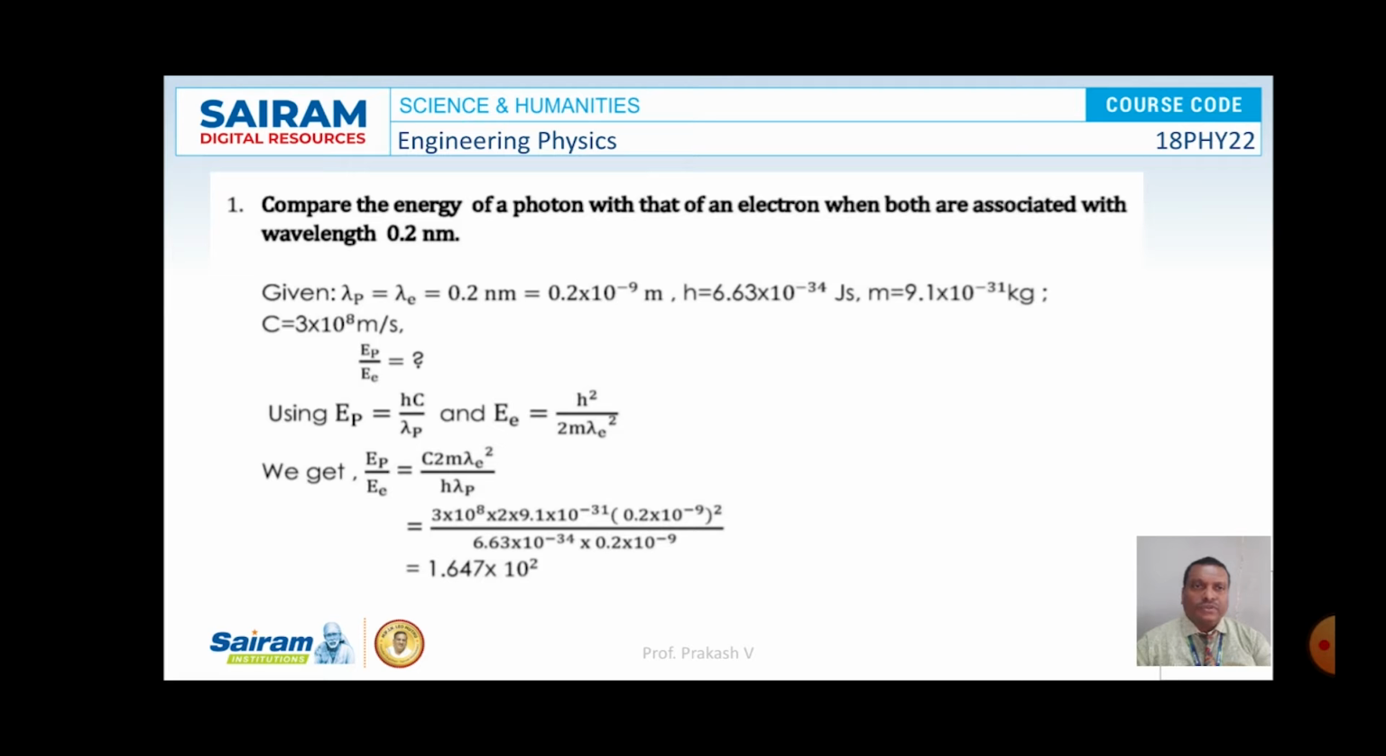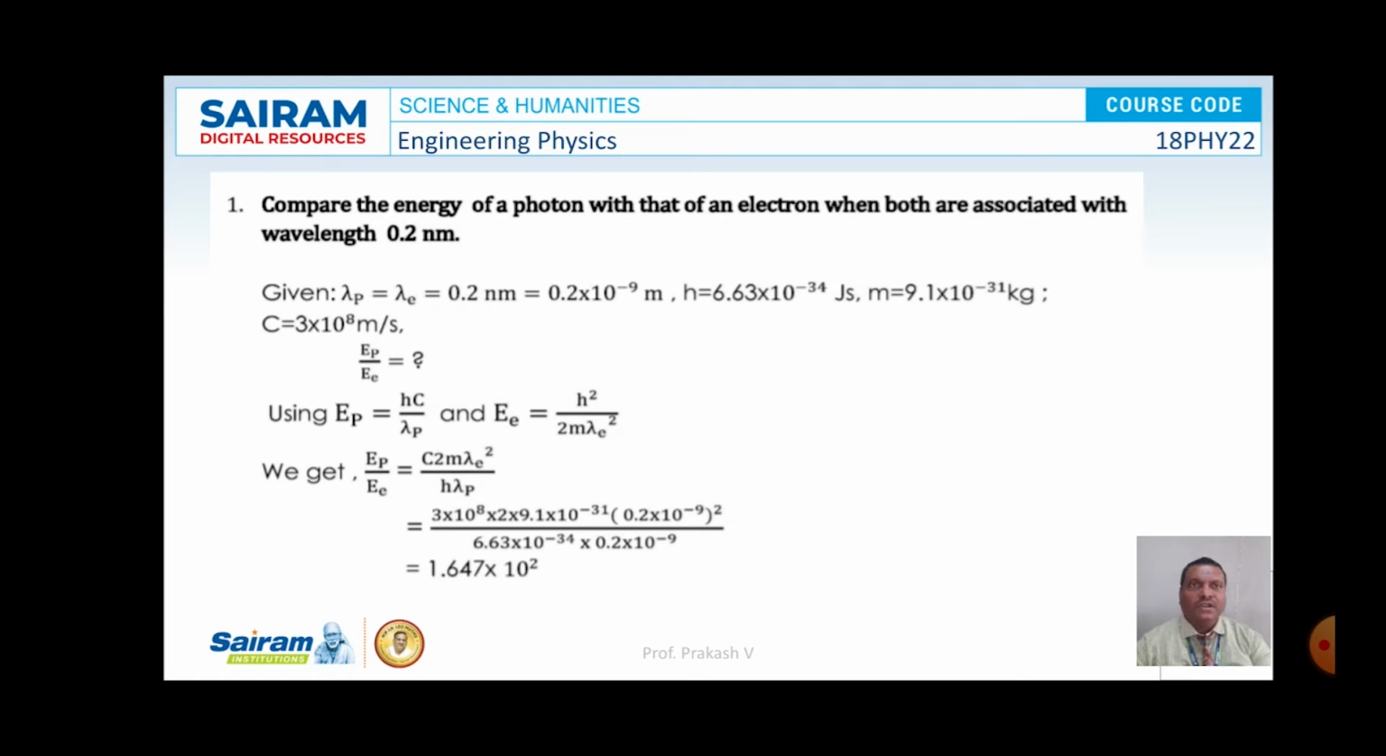So substitute the value of c, m and lambda e here, that is 3 into 10 to the power of 8 into 2 into 9.1 into 10 to the power of minus 31, and lambda e is nothing but 0.2 into 10 to the power of minus 9 whole square, divided by Planck's constant, that is 6.63 into 10 to the power of minus 34, and lambda p value is 0.2 into 10 to the power of minus 9. So by substituting all these values and on simplification, the value of EP by EE is going to be 1.647 into 10 to the power of 2. So this is the solution for the given problem.